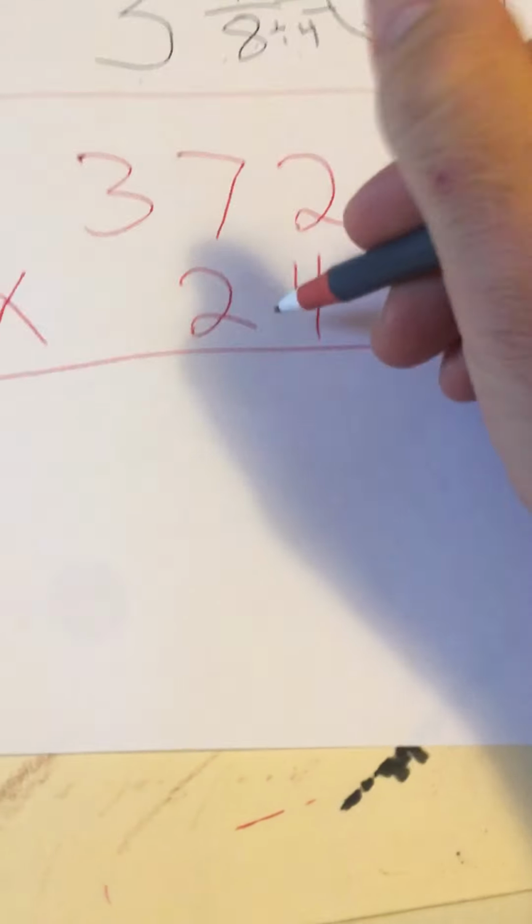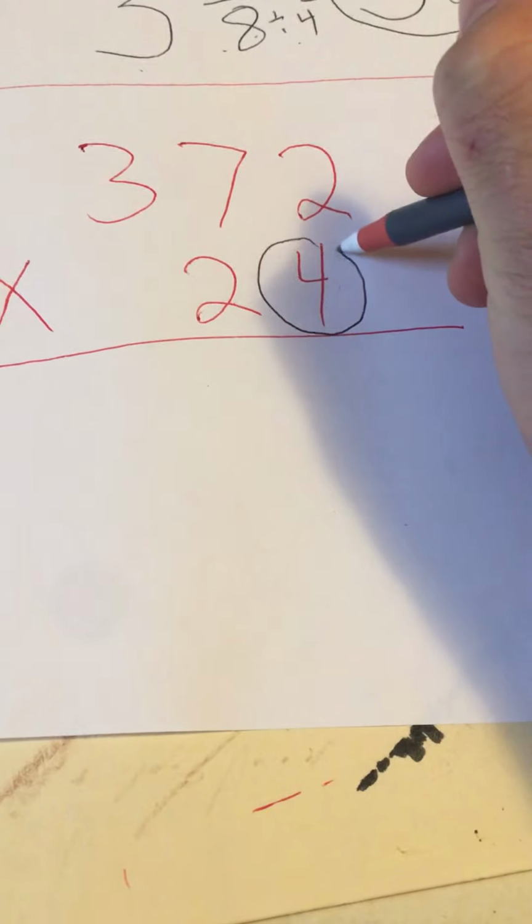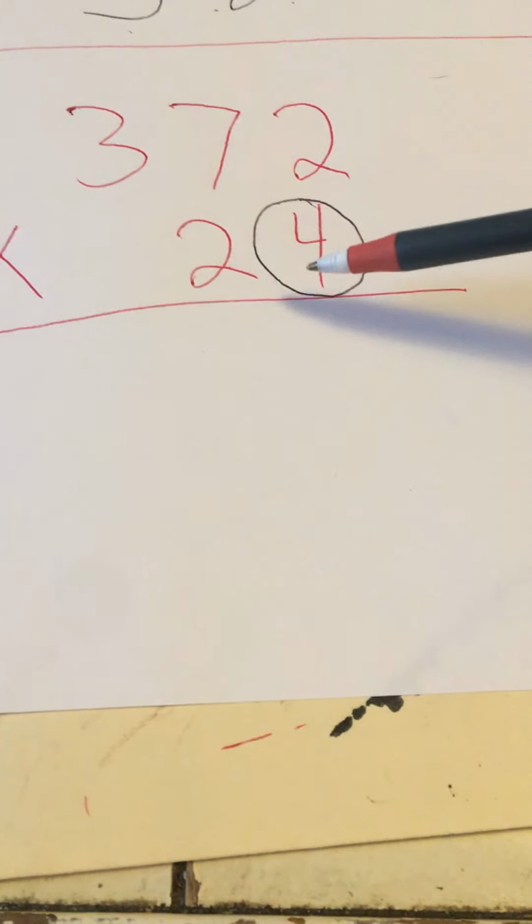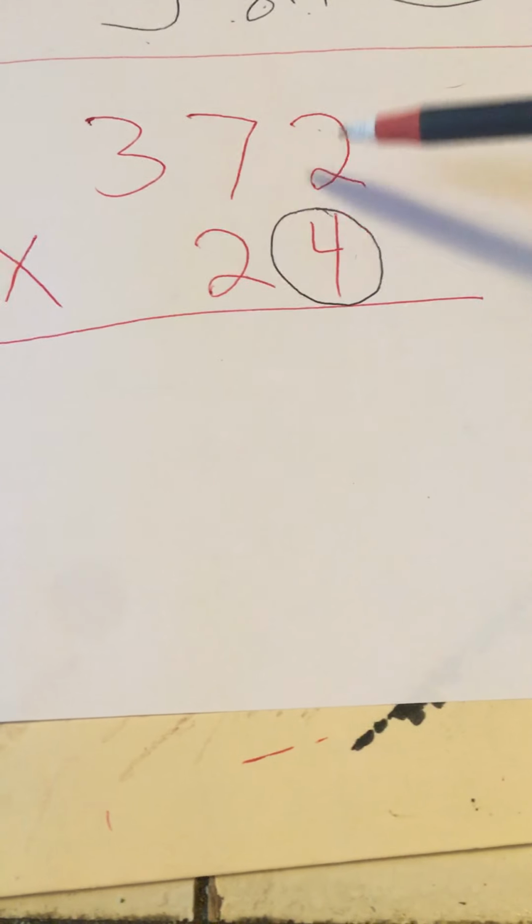Okay, so we'll start with right here. I always start in the bottom right-hand corner. That's where you start with the multiplication algorithm. Then you go up to the ones place first. Ones to the ones.